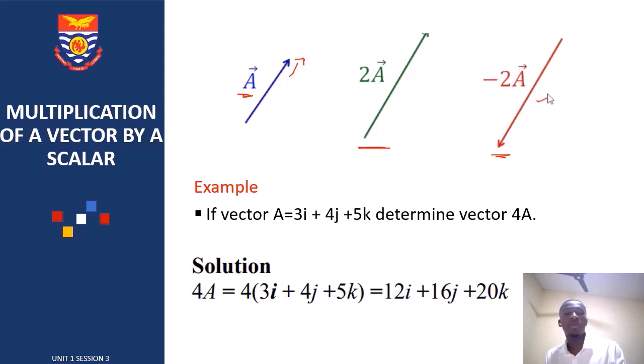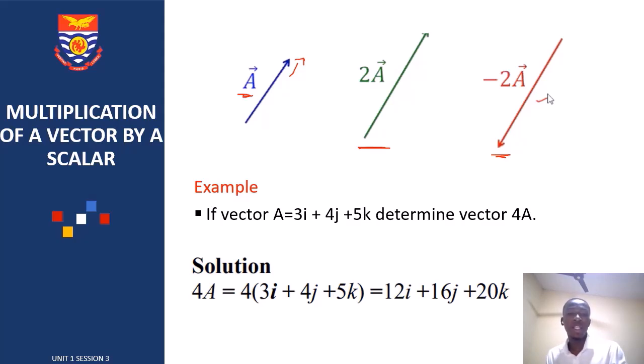So look at the example that we have here. In case we have a vector A equals 3i plus 4j plus 5k. The k comes in if you are looking at the z direction, so direction x, y, z, that is i, j, k. And we are asked to determine the vector 4A. So right now we have a scalar 4 and a vector A to be multiplied.